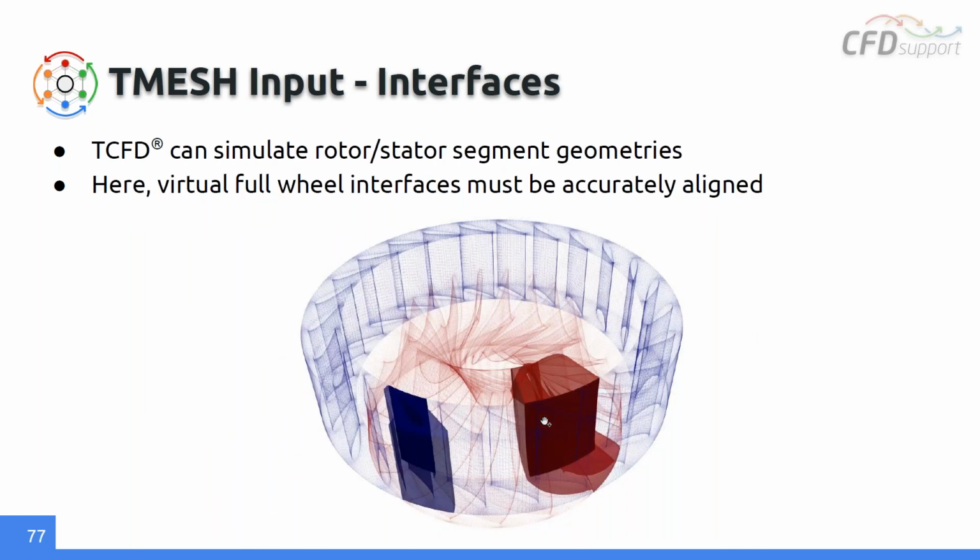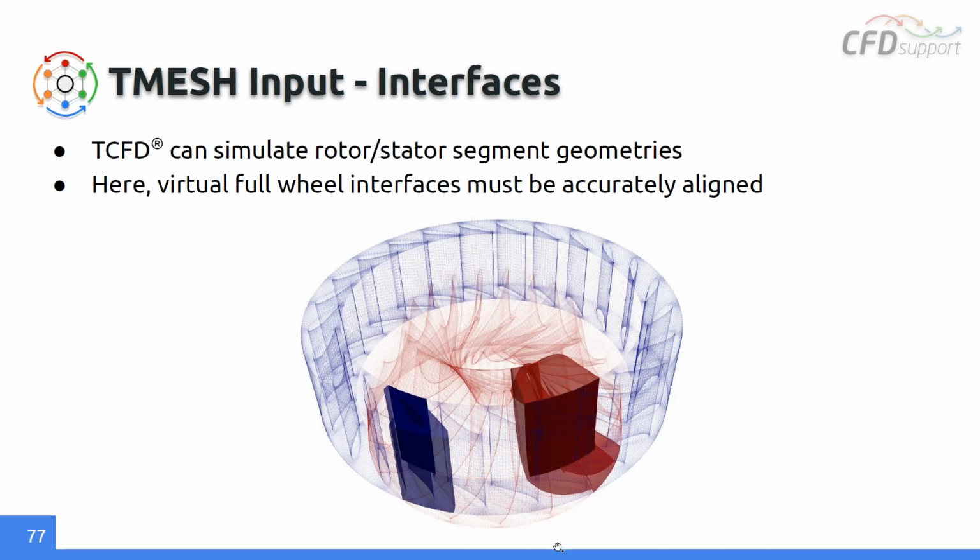T-mesh, or T-mesh TCFD, also allows to have some kind of periodic components. So what does it mean? If you have some symmetrical shapes like radial impellers or axial fans, or this is the example of the Francis turbine. Here are the guide vanes, and here's the impeller itself.